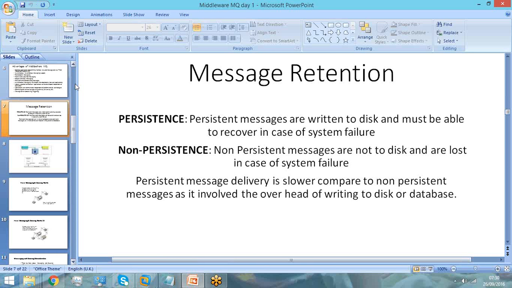See, this is just theory. We will be doing more practical sessions, but I have to explain all this theory before you go to the real practical scenarios. Because in real practical scenarios, I will not be mentioning these in detail. I will just say persistent message or non-persistent message, and then you have to know what it is. That's why I am taking some time to explain it theoretically.